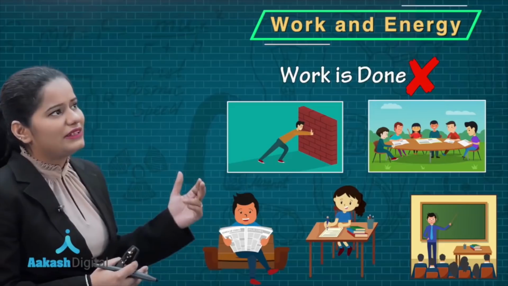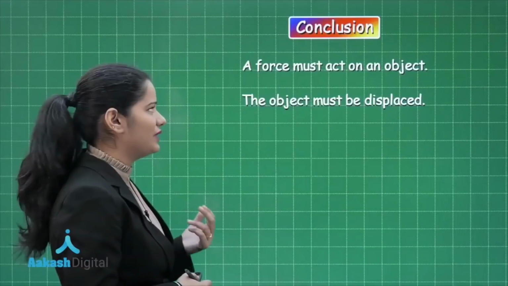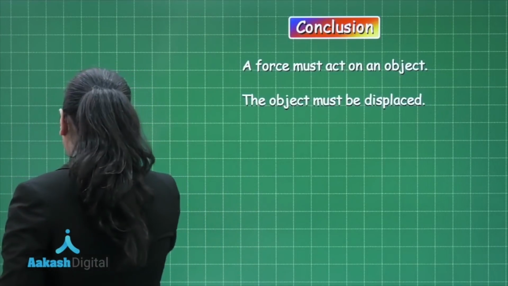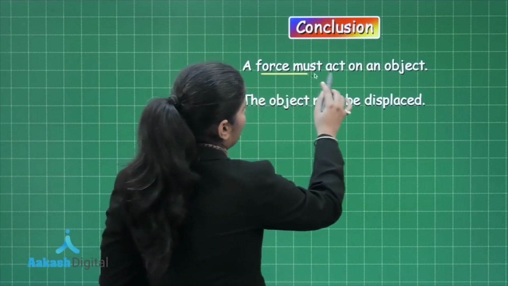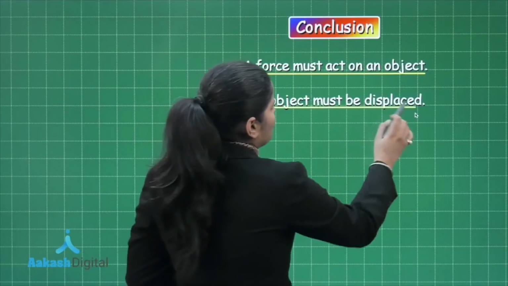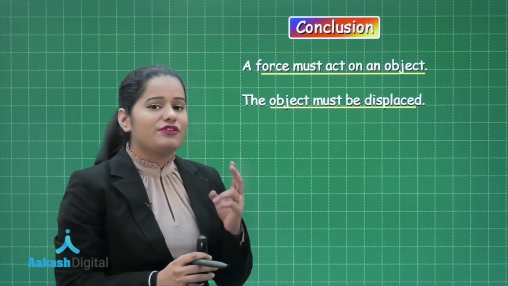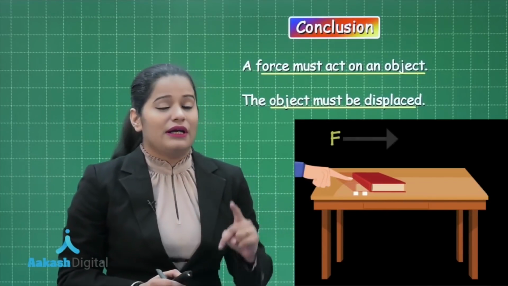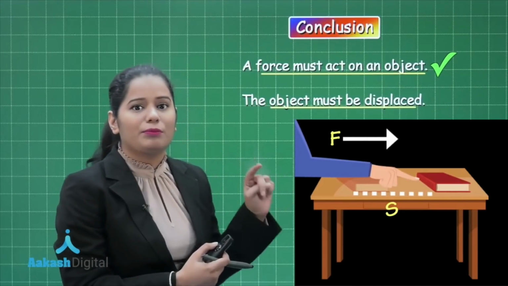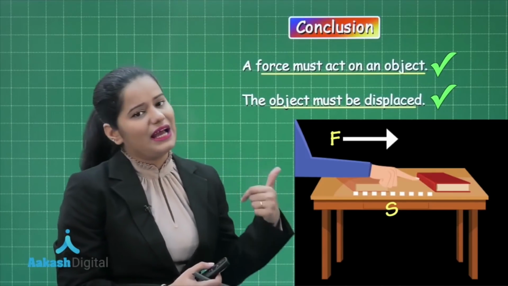So from all these examples that I have discussed with you, what have we concluded? We have seen a force must act on the object in order to do some work. And the object must be displaced. In the first example, when you push the book, you applied some force on the book and the book was displaced. So the force was there and the displacement of the book was there and hence work was done.